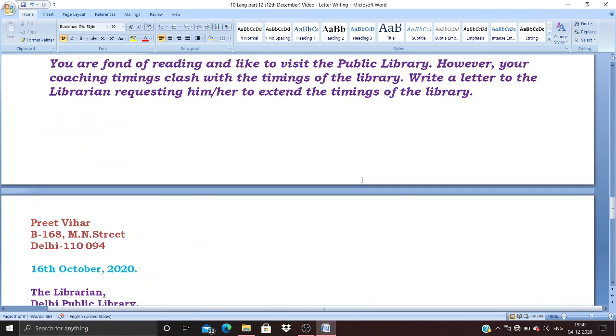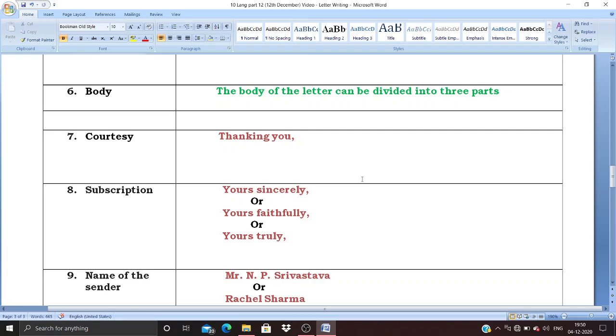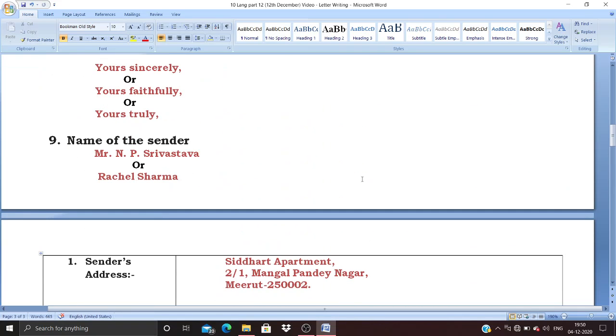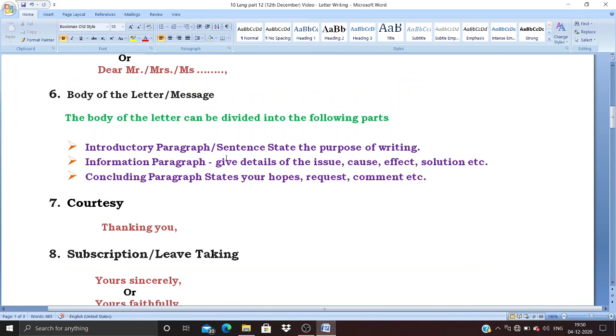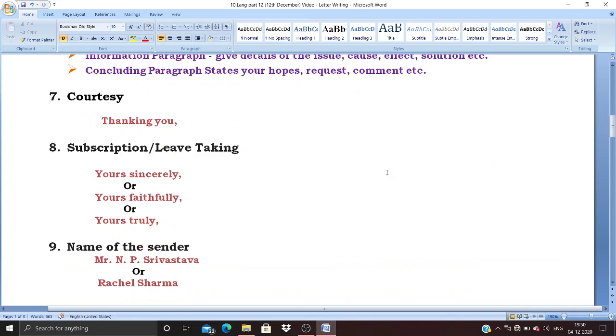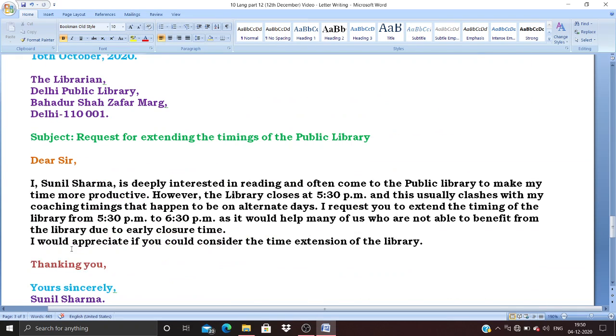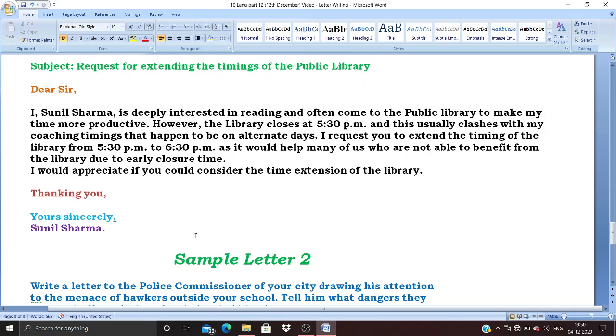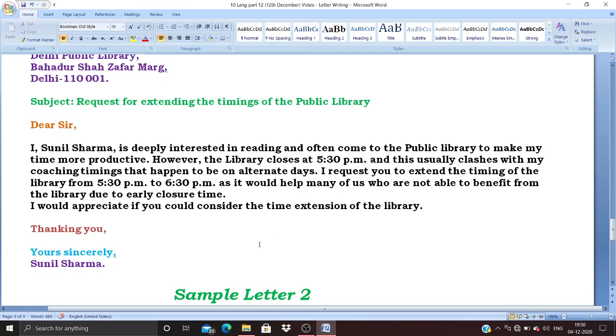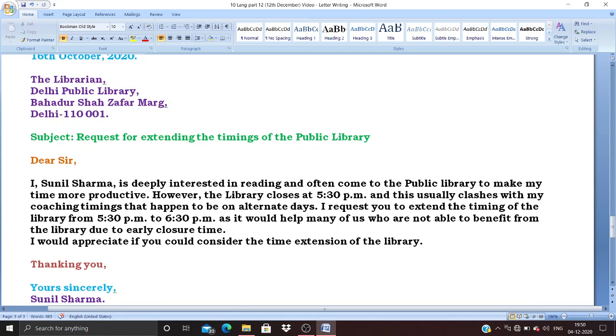You see what we said in the last point? The last point, what we said here, concluding paragraph states your hopes, request, comment. So here see the last, what is the last sentence? I would appreciate if you could consider the time extension of the library. Thanking you, yours sincerely, Sunil Sharma.